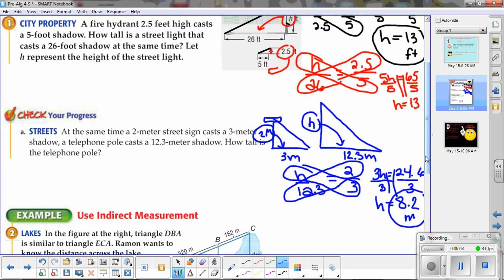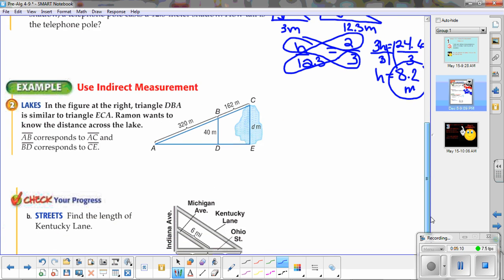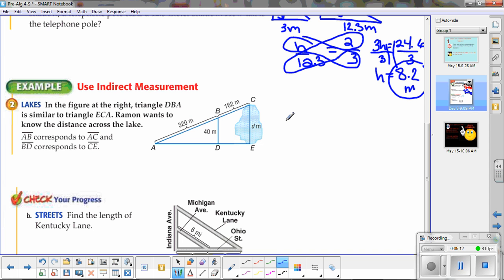Another time when using indirect measurement is helpful is if you're trying to find the distance across like a body of water or something that's not easy to measure. What you'll see drawn here is two similar triangles. We have this large one right here, and then we have this smaller one right here. It says in the figure at the right, triangle DBA is similar to triangle ECA. Raymond wants to know the distance across the lake, so we're trying to find this measurement right here.